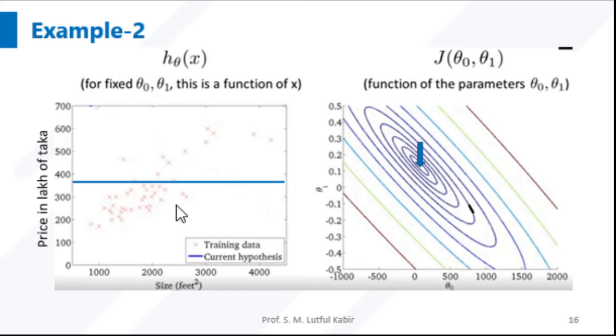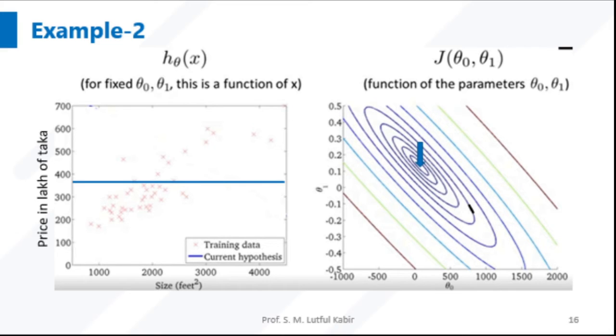Here is a different hypothesis that is still not a good fit of the data. It may be slightly better than before. So here the theta 0 value is about 360 and the value for theta 1 is equal to 0. And this pair of parameters corresponds to a flat line. That is, h of x equals 360 plus 0 times x. So that is my hypothesis.